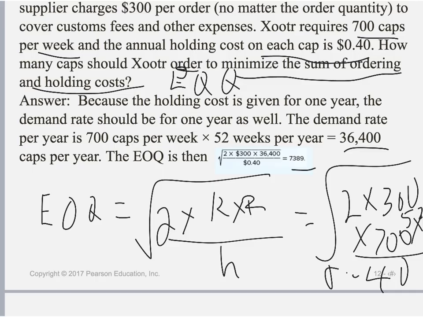Listen again. Each time you place an order, it's 7,000 caps, roughly. That's 7,000 caps based on a weekly demand of 700 caps each week. That 7,000 caps lasts you 10 weeks. That's 10 weeks of supply. There are 52 weeks in the year. So to determine how many times you're going to order caps for the year, it's 52 divided by the 10 weeks. And that's roughly 5 times per year.